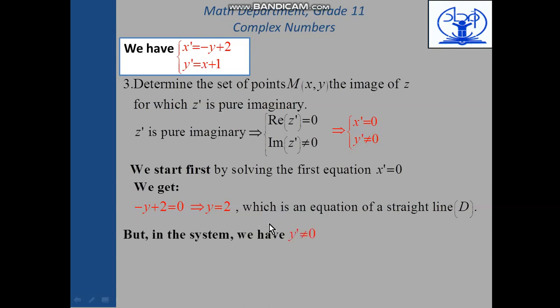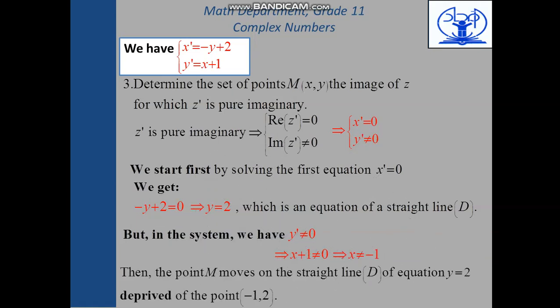But in the system we have also y prime not equal to 0. So x plus 1 must be different than 0 and x not equal to minus 1. So then the point M moves on the straight line D of equation y equal to 2, deprived of the point minus 1, 2. So it moves on all the line but deprived of the point minus 1, 2. Let me show you that on a GeoGebra activity.